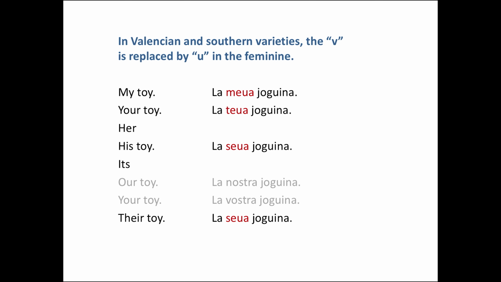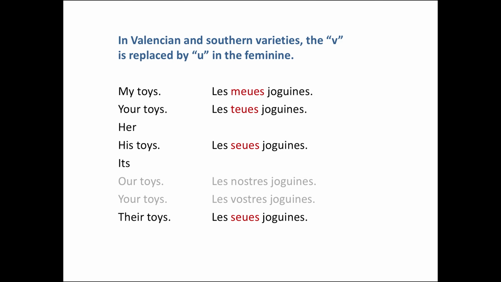In Valencian and southern varieties, the V is replaced by U in the feminine. So instead of la meva, la teva, la seva, it's la meua, la teua, la seua. You can see that la nostra and la vostra remain unchanged. And in the plural, you just add an S. So it's les meues, les teues, les seues.